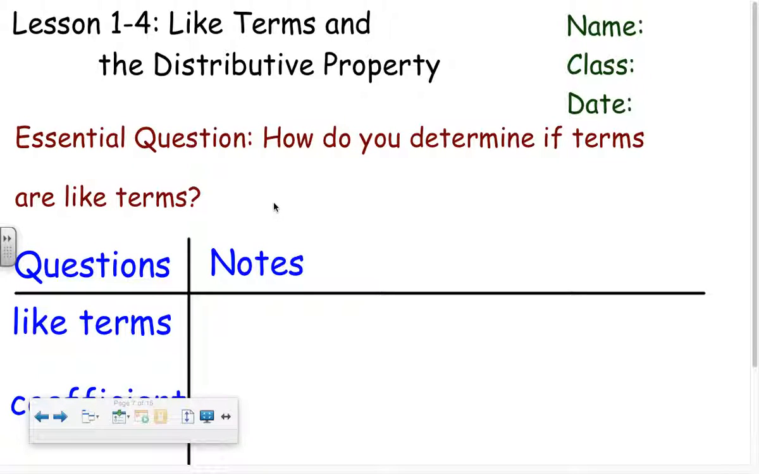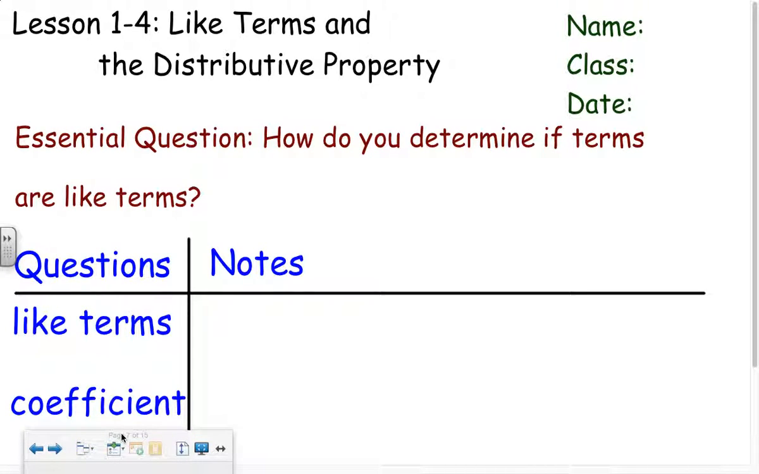Lesson 1-4, like terms and the distributive property. Essential question: how do you determine if terms are like terms? The two vocab words in this lesson are like terms and coefficient.